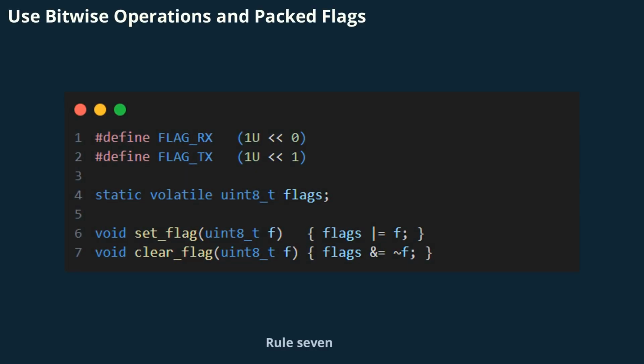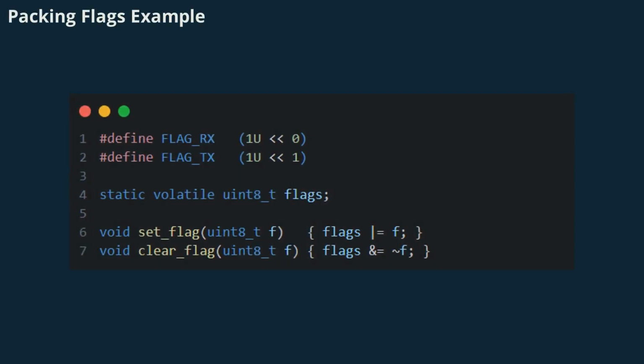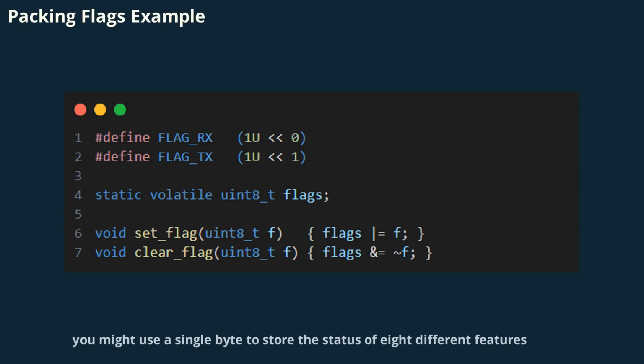Rule 7, use bitwise operations and pack multiple flags into a single byte or word. Instead of using separate Boolean variables, you can represent multiple states with just a few bits. This technique saves memory and can speed up your code, especially in resource-constrained environments. For example, you might use a single byte to store the status of 8 different features, with each bit representing a different flag.